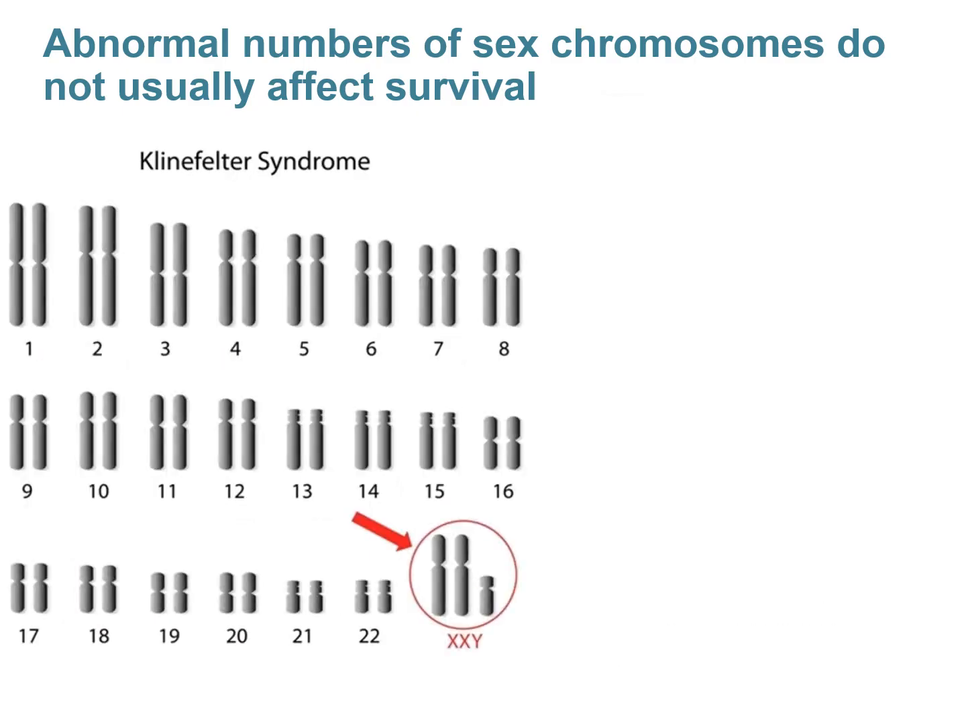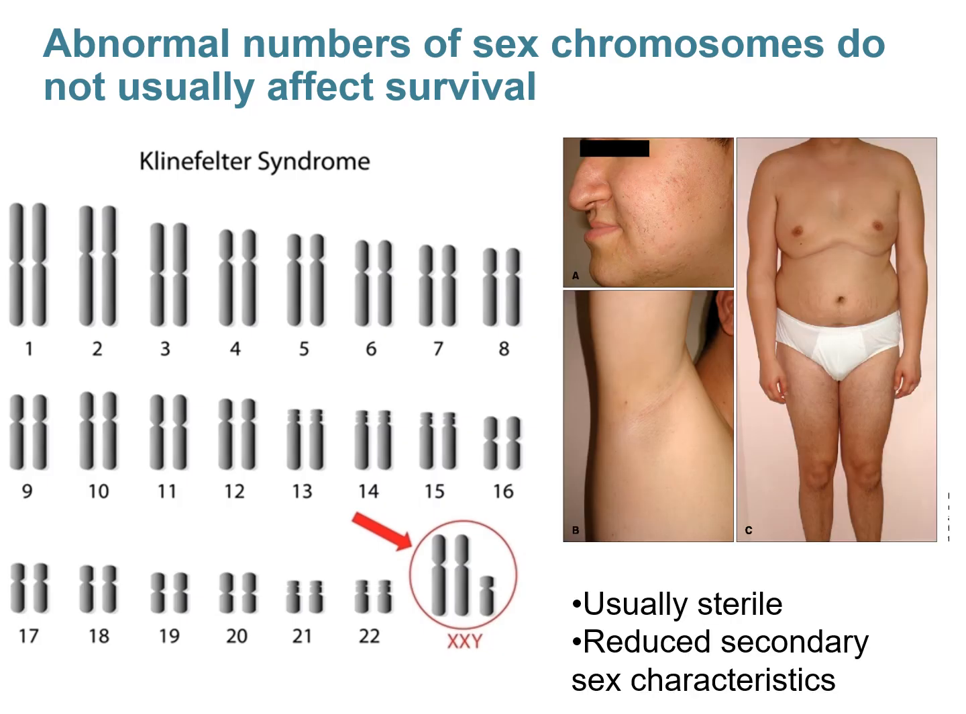On the flip side of this are males with an extra X chromosome, which you can see in this example of a karyotype here. These individuals have Klinefelter syndrome. They usually present as male, but may have female characteristics. They're also sterile, usually have reduced facial hair, armpit hair, and sometimes develop breast tissue.